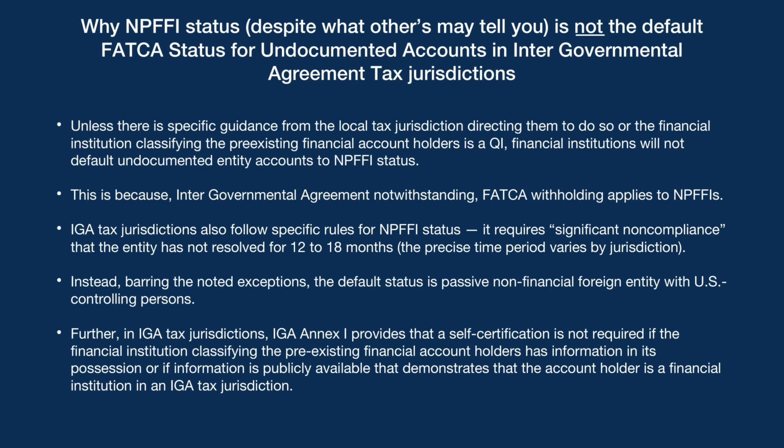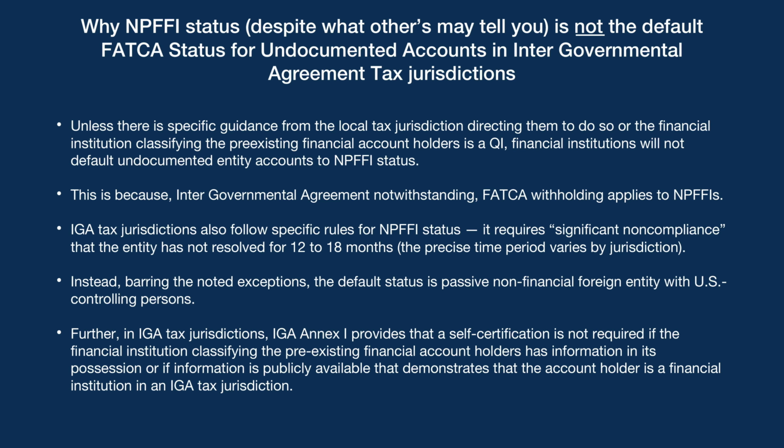IGA tax jurisdictions also follow specific rules for NPFFI status. It requires significant non-compliance that the entity has not resolved for 12 to 18 months. The precise time period varies by jurisdiction. By way of example, in the UK it's 18 months, in Japan it's 12 months. Instead, barring the noted exceptions, the default status is passive non-financial foreign entity with US controlling persons, a FATCA status that is reportable.